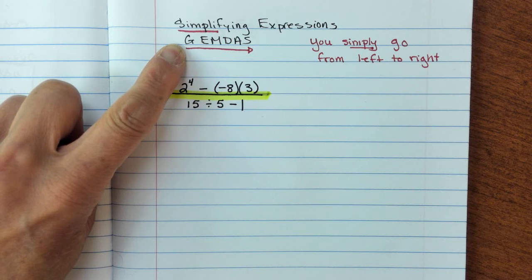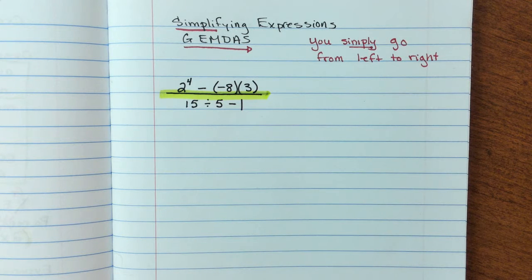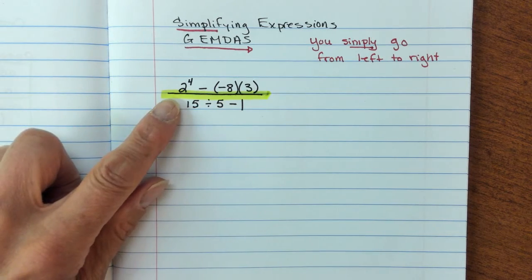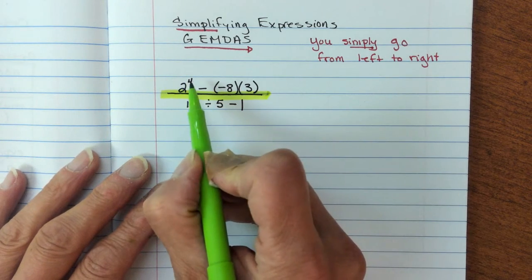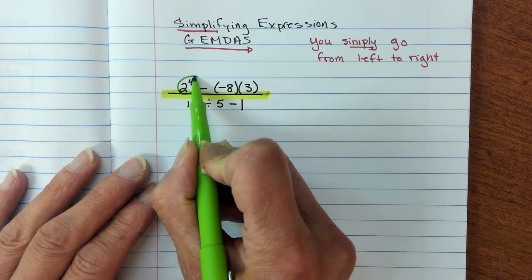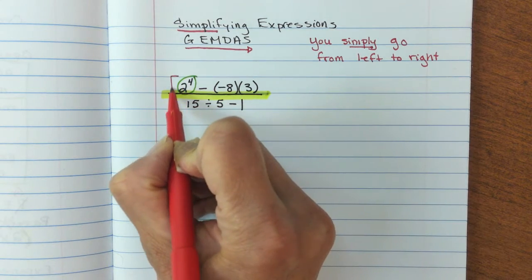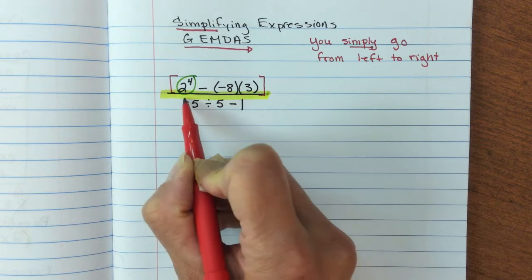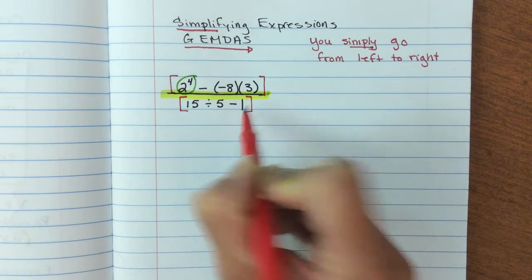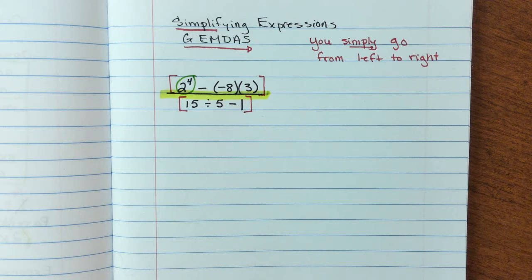So that will happen after I am done simplifying everything. So let's just see what we have here. Let's look at the top. The first thing I have to do is 2 to the 4th. Oh, before I forget, let's put in our grouping symbols. So we're grouping the numerator and the denominator. So we're going to do the inside top group first.